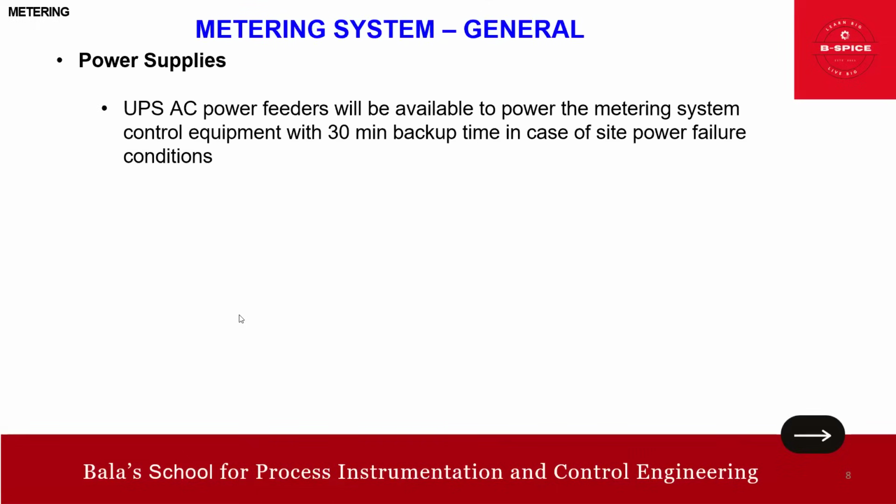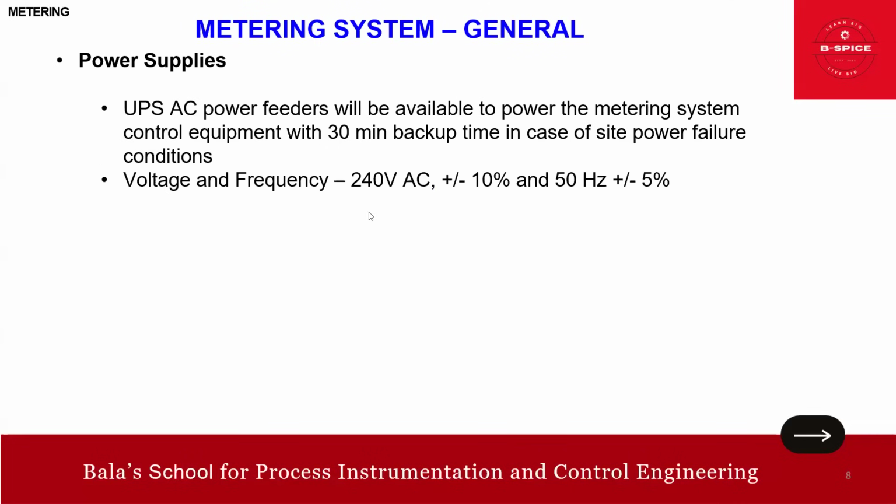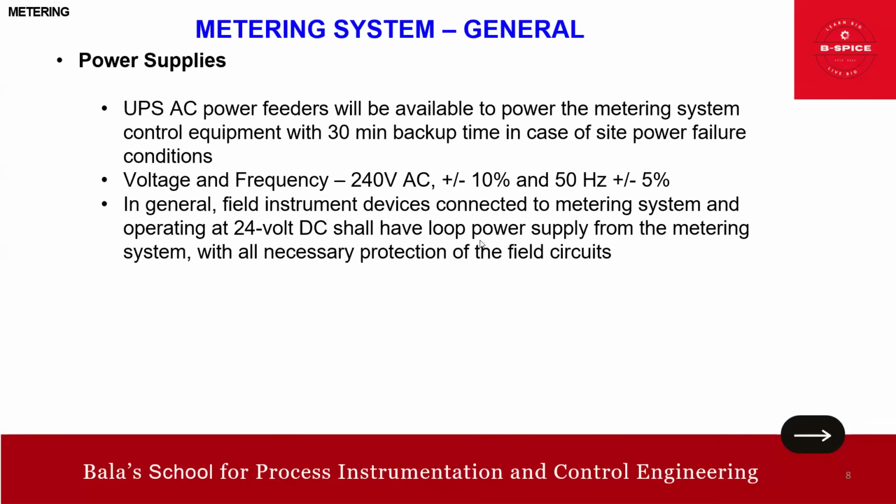Then power supply is very, very important. A UPS AC power feeder will be available to power the metering system control equipment with 30 minutes backup time in case of site power failure. So we should have this provision, 30 minutes. Voltage and frequency: 240 volt AC plus or minus 10%, 50 hertz plus or minus 5%.